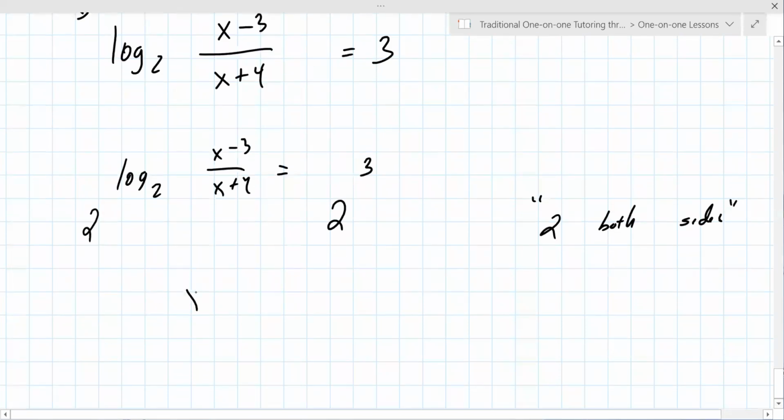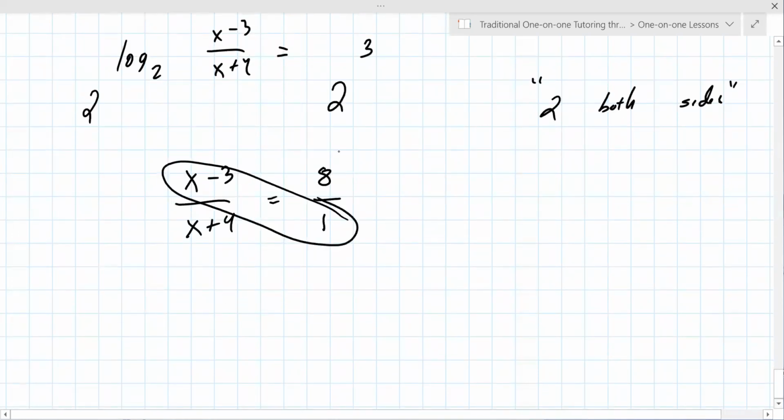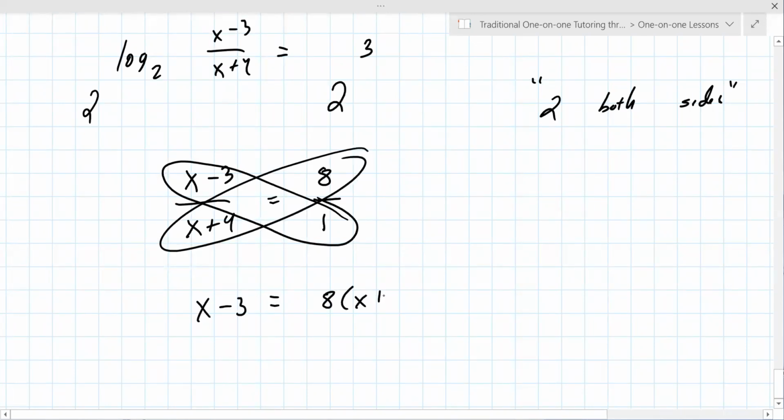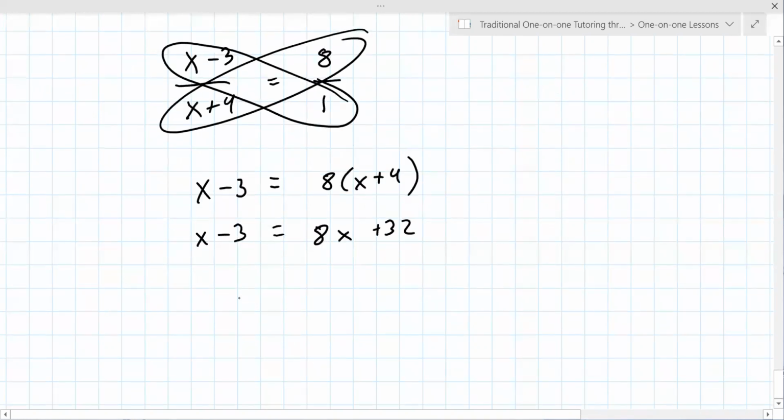Okay. On the left, it's x minus 3 over x plus 4. What is 2 to the power of 3? That's 8. It's really 8 over 1. And now you can cross multiply or butterfly or whatever. You get x minus 3 equals 8 times x plus 4. Okay, and this is kind of what I was expecting. That's why I'm going through this. 8x plus 32, x minus 3 equals, so you get negative 35 equals 7x, x equals negative 5.